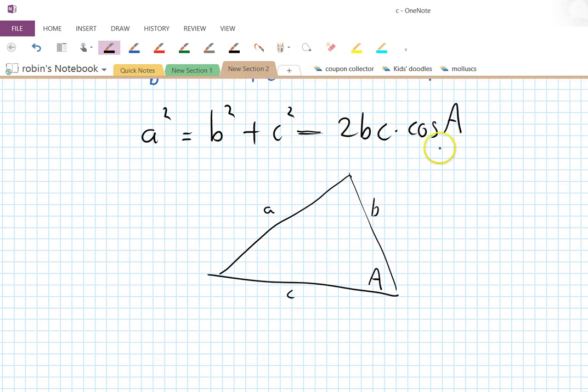Sometimes you will see it written with a theta instead of A. So it's like this: a squared equals b squared plus c squared minus 2bc times cos theta. But that's just writing theta for this angle here. Well, there it is. I'm going to stop there. Done.